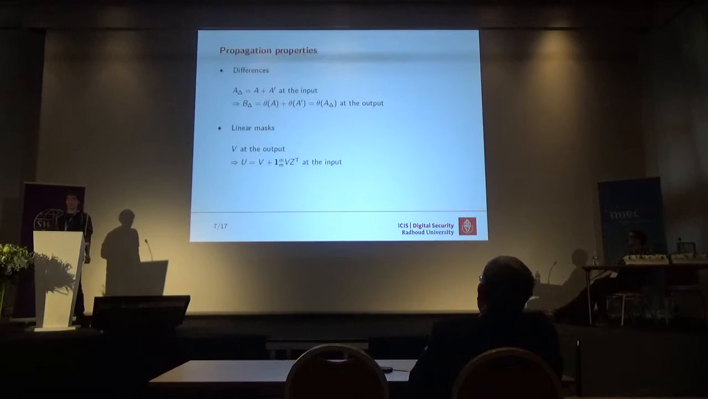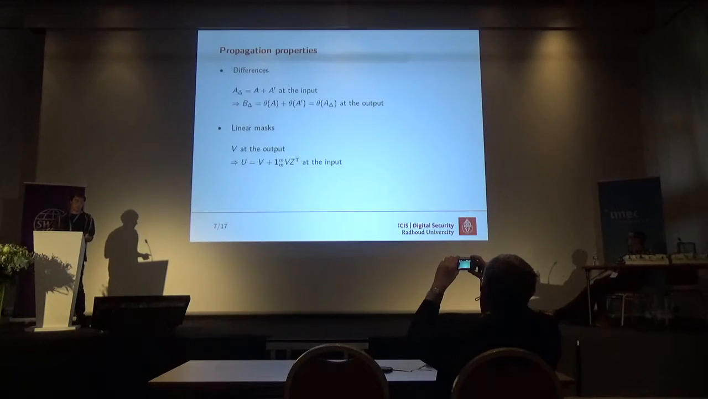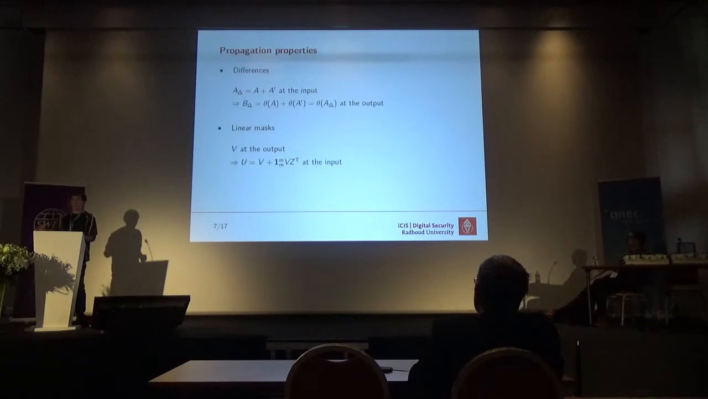But for linear masks, if we have some matrix V at the output that specifies a linear mask, and we would propagate this back, then it turns out that the mask at the input is actually this thing, but with the transpose of this parity folding matrix. And that is useful if you want to search for linear trails. Then it's very similar to searching for differential trails, but you need to take a transpose of this parity folding matrix.